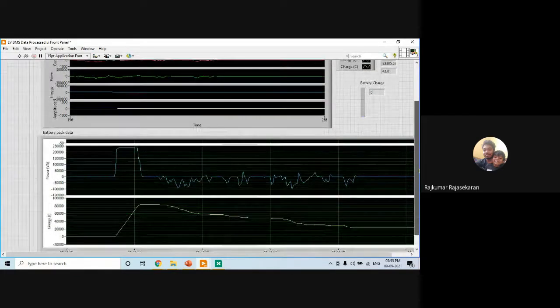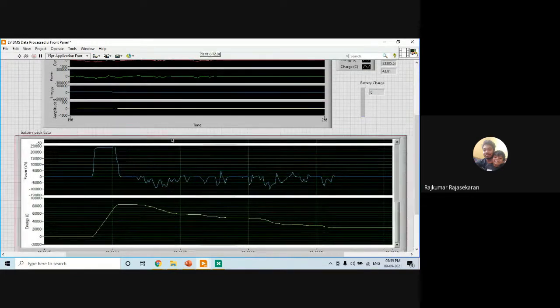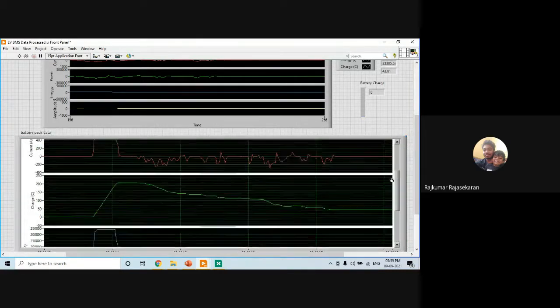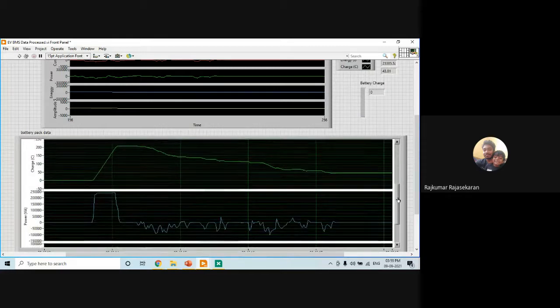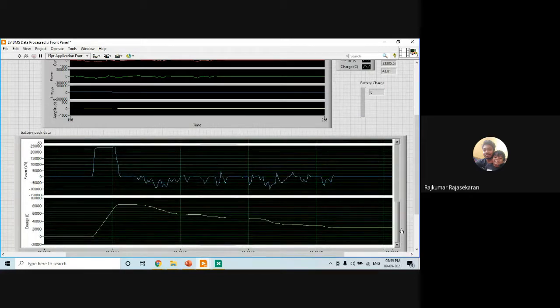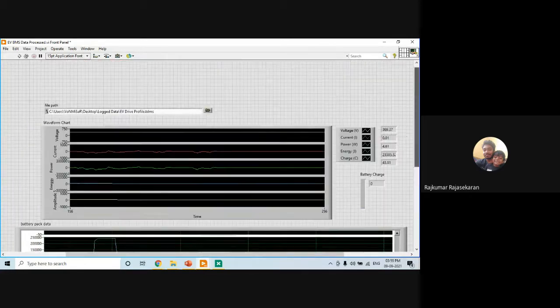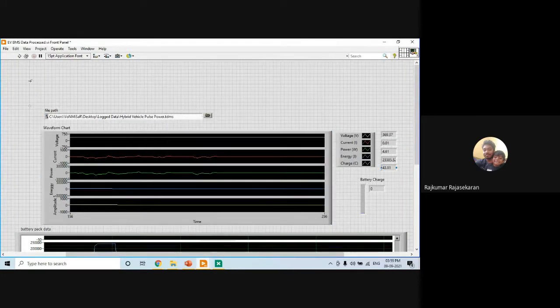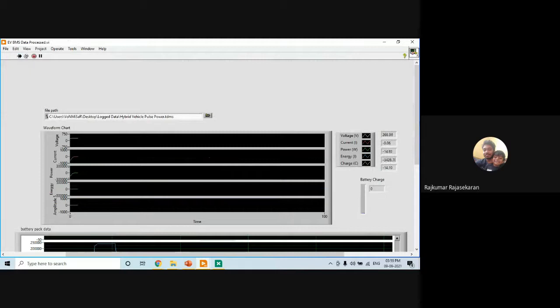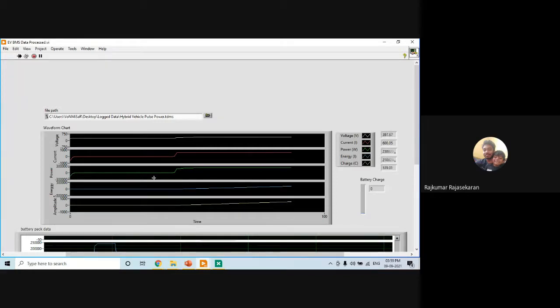So you have voltage, current, and charge, power, energy. You can even change the drive profile to maybe a hybrid vehicle. And this is like a record and play button. Right now the measurement has been made at the same speed, and here also we are replaying at the same speed.